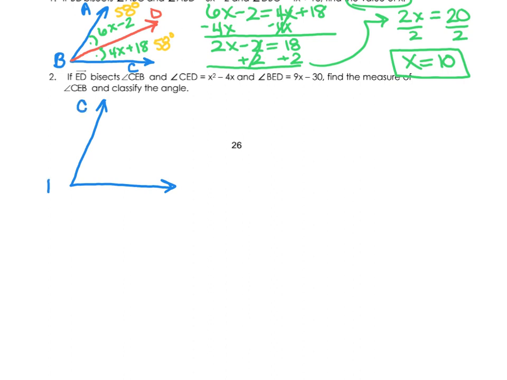Angle CEB, and then they told us ray ED, so ED bisects angle CEB. This red ray cuts this blue angle in half, or into two equal angles, and therefore I'm going to get an equal angle on one side of the ray and an equal angle on the other side. Okay. In this one, they tell me that angle CED, which is this one right here, is x squared minus 4x. That's going to make our problem more difficult. And angle BED is 9x minus 30.